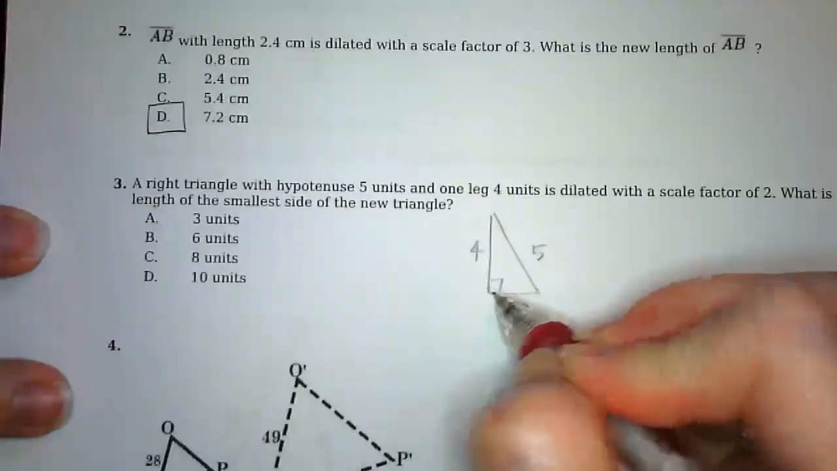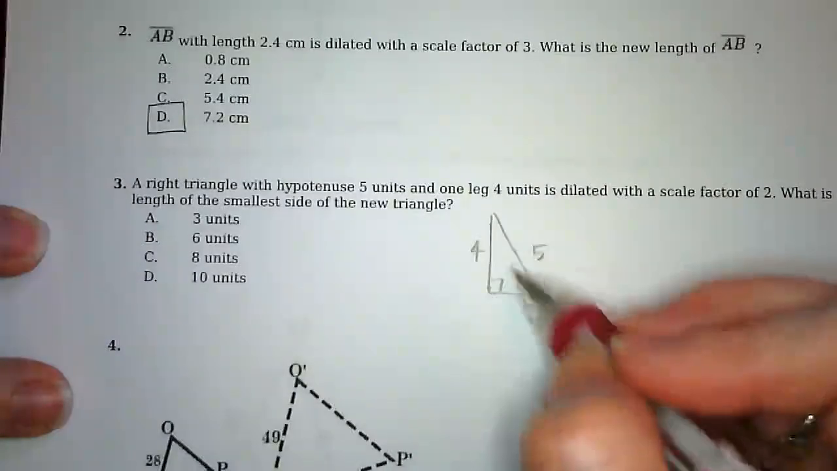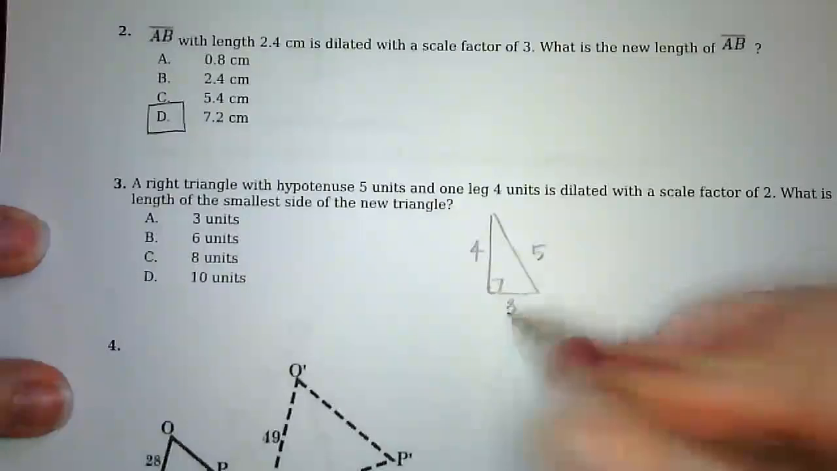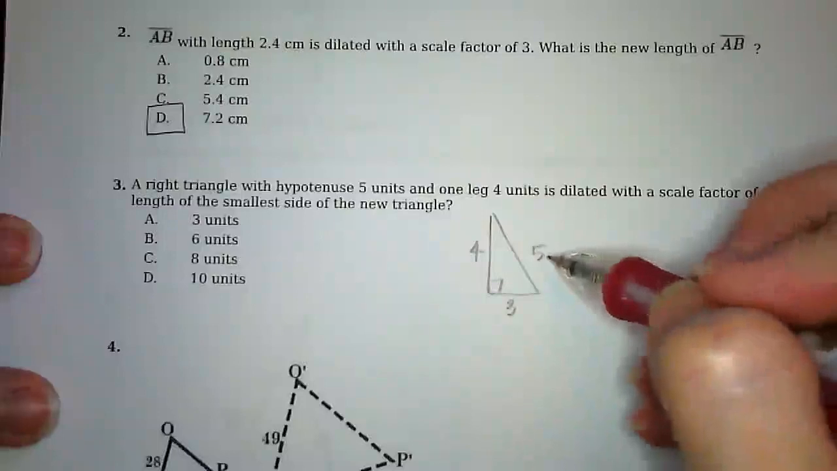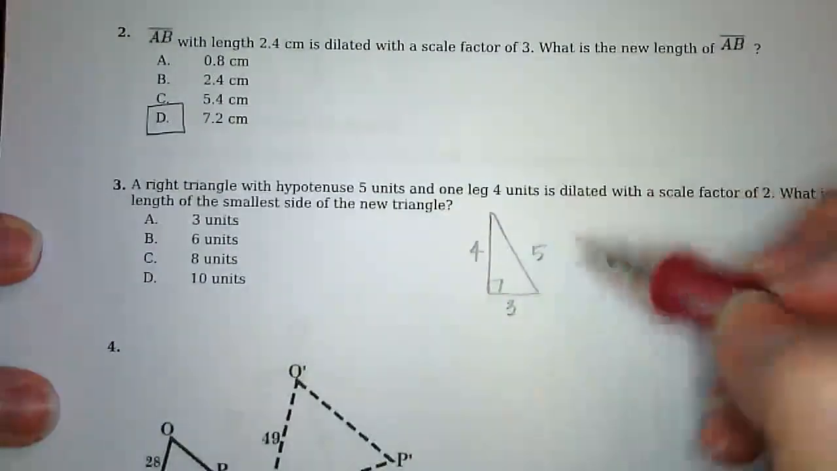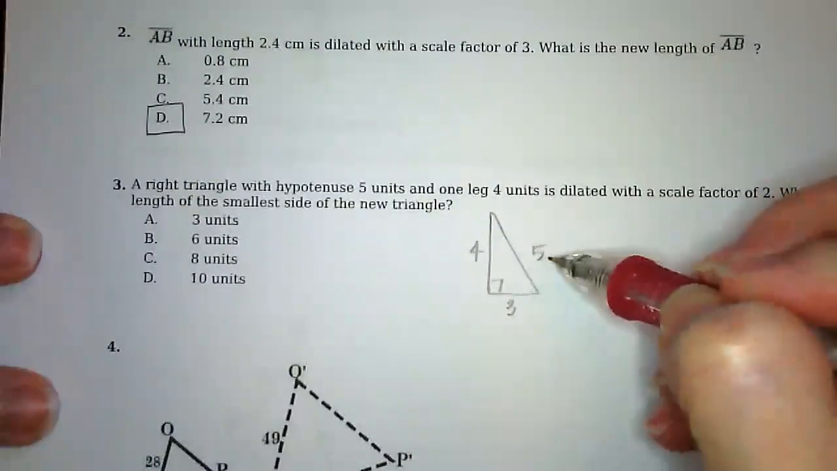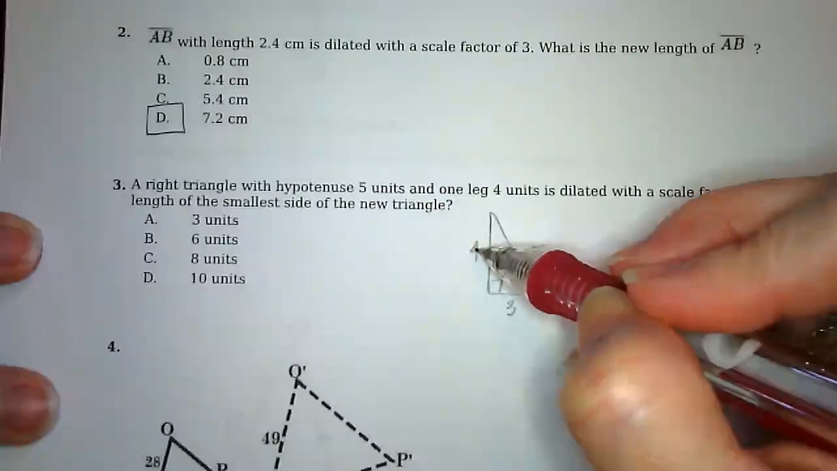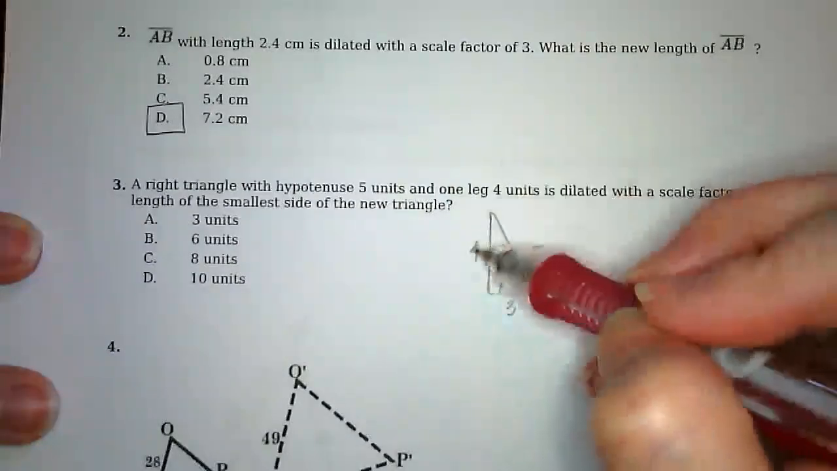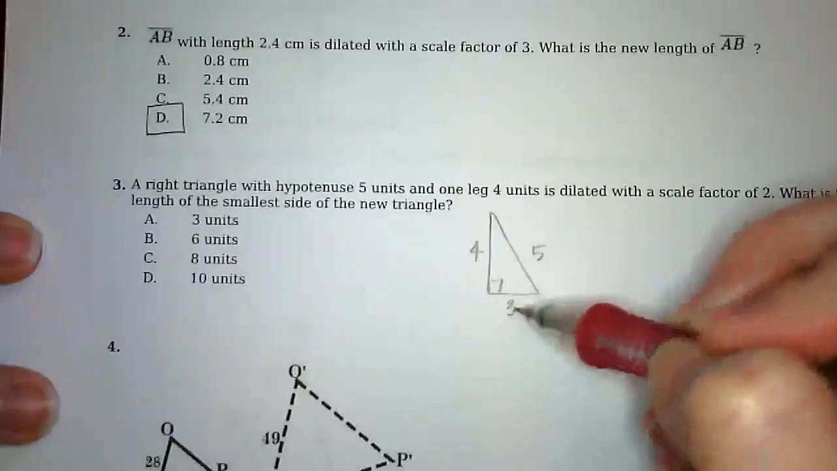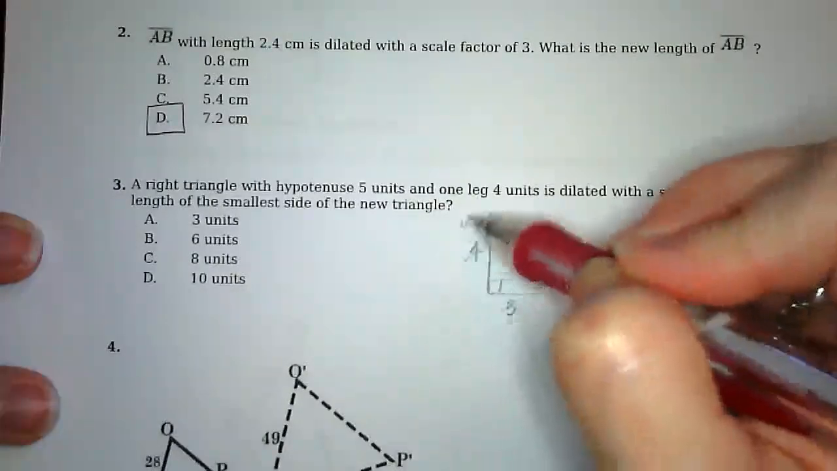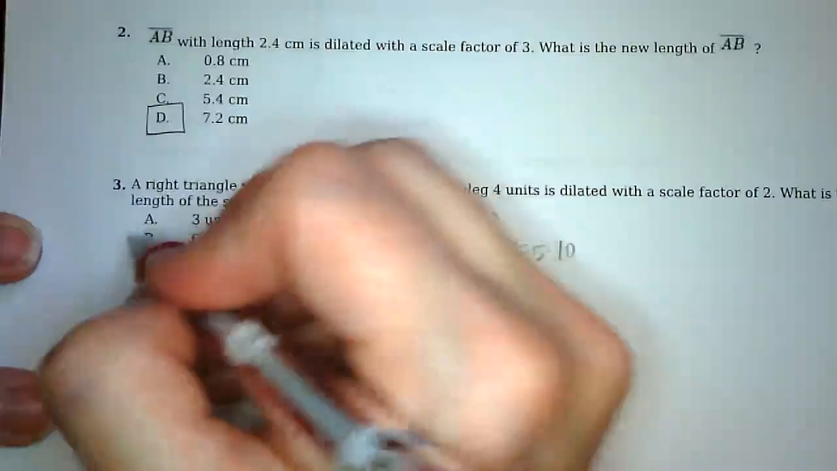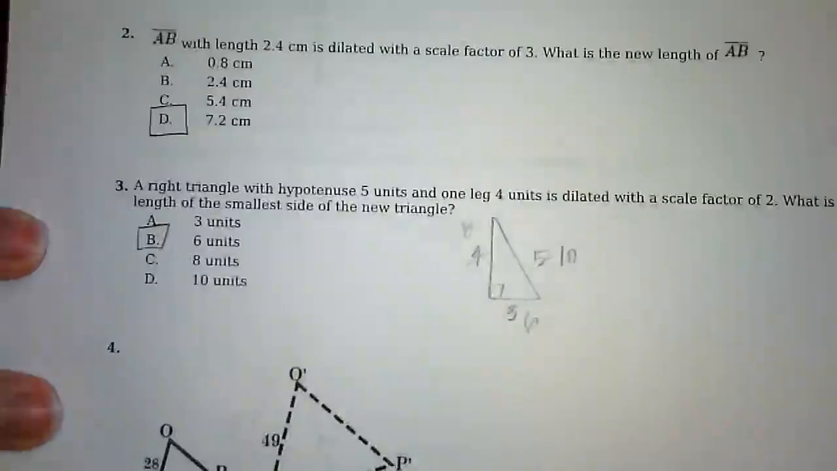So first thing that we need to do is use Pythagorean theorem to figure out the smallest side, which is going to be 3. 3, 4, 5 is a Pythagorean triple, but if you go through Pythagorean theorem, 25 minus 16 would be 9, so that side is 3. We're going to scale it by 2, so the smallest side is 6.